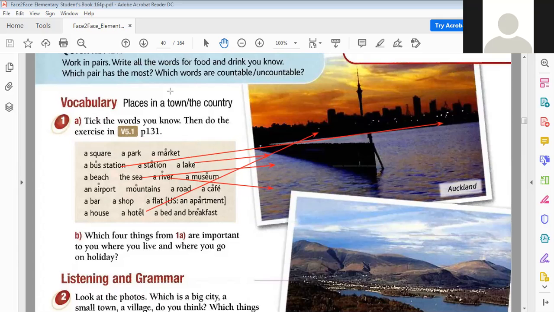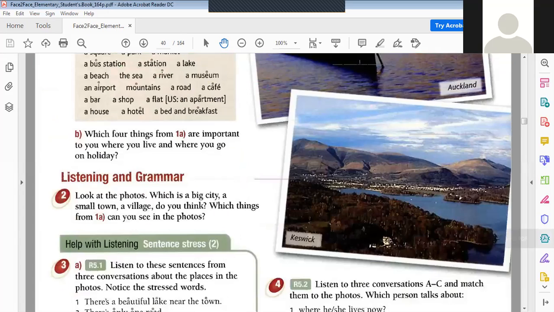Okay, but I agree. I think this is a big city. It looks like a big city, right? And if it's a big city, of course, it will have hotels, it will have bus stations, parks. So I think it will have most of these places in the box. And I also agree. I think this is maybe a sea or a lake or a river. We don't know. We're not sure yet. We'll find out.